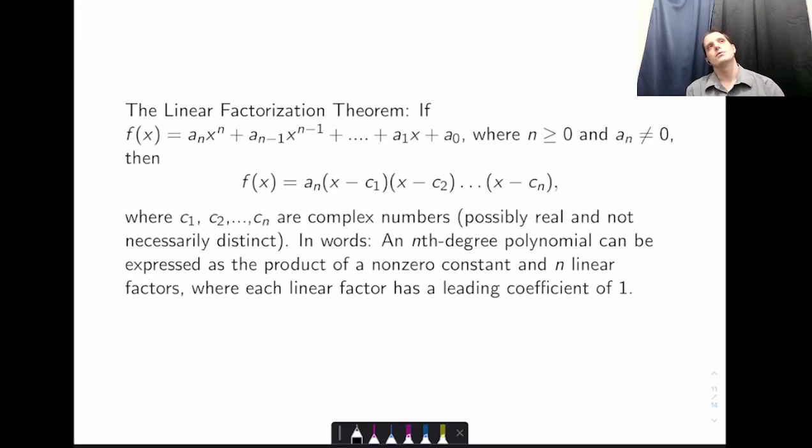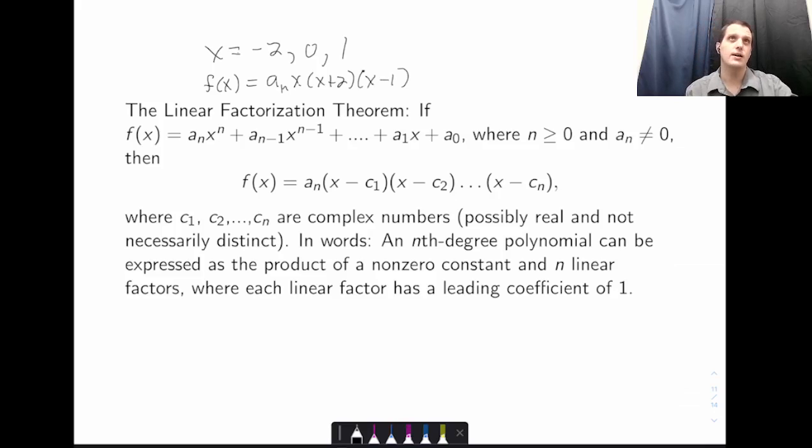All these different rules. Okay, linear factorization theorem. So basically what this is saying is that you can multiply all of your roots together. So if I have x equals negative 2, 0, and 1, then I can say that f of x is equal to some sort of constant a sub n times x, that's the 0, times x plus 2, times x minus 1. And we can find out what the equation is if we had more information about the a sub n.